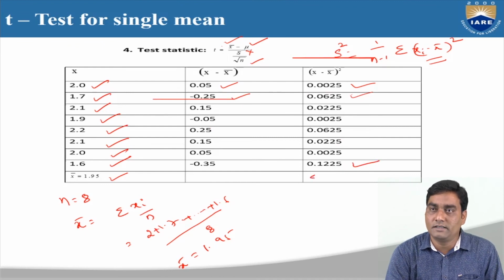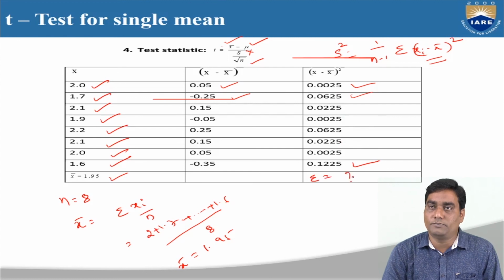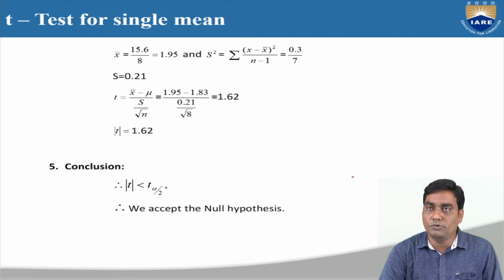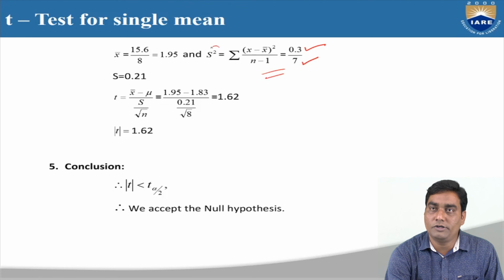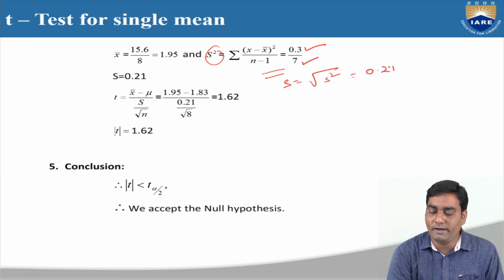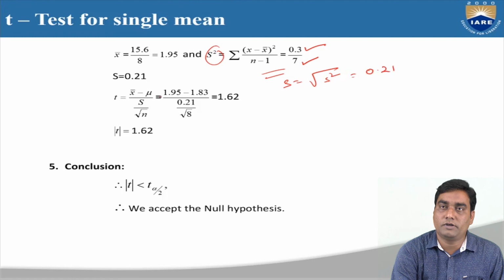After getting this, we can add these terms, and we get some value. That value is 0.3, divided by n minus 1, which is 7. If you simplify it, we get s square. After getting s square, we require the s value by taking the square root of s square. So we got 0.21. So s we got is 0.21.